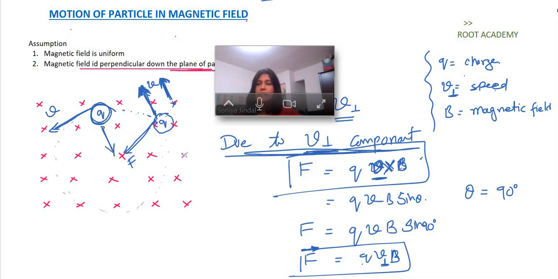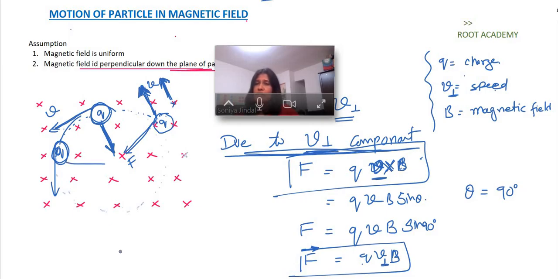You should try it with your own hand. Use only right hand, inward. The resultant direction will be somewhere in between, and the particle will come here. Now the new position of the particle is this, and the speed is here.